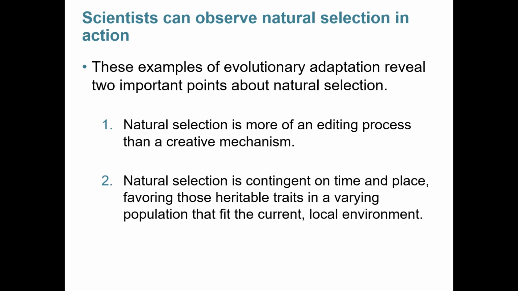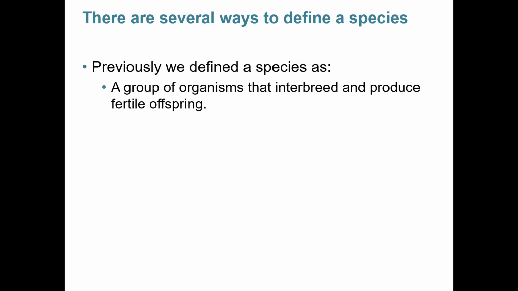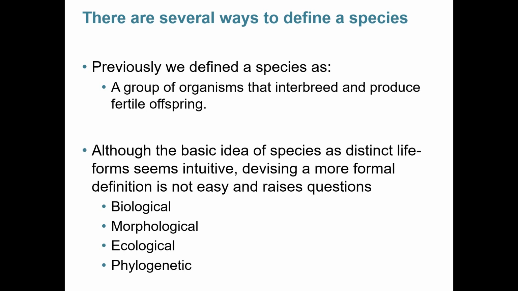Alright, now that we've talked about what evolution is and some support for it, let's talk about what a species is, so that we can think about how new species occur. Usually when I ask students what does species mean, they tell me that it's a group of organisms that can interbreed and produce fertile offspring. And that's mostly true. But that's only one definition of what a species can be. Although the basic idea of species as distinct life forms seems kind of intuitive, defining a formal definition is actually pretty difficult. And there are four major ways that we can try and define a species.